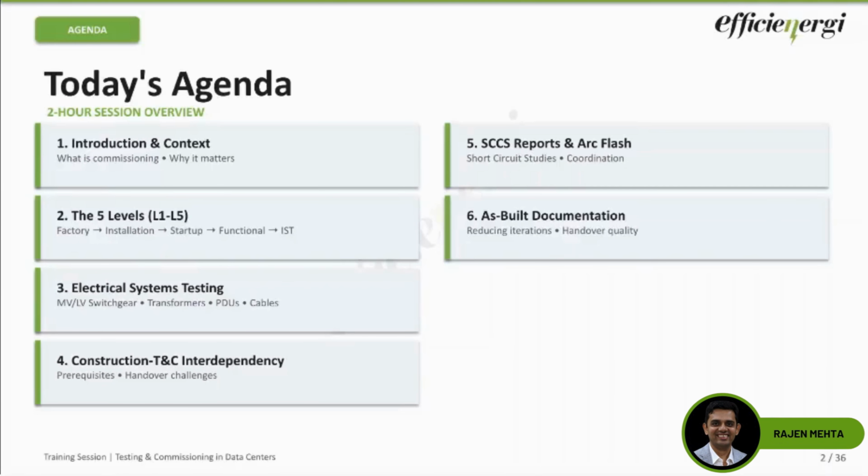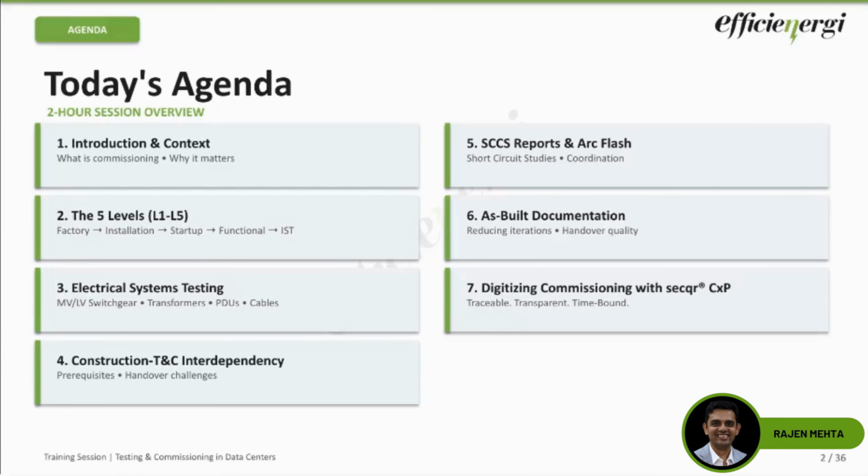Section 6 covers as-built documentation. Why is it important? What are the challenges that we face there? How can we overcome them? Section 7 is a small intro to a commissioning platform that we have built in-house, which tries to solve a lot of the problems you're going to see in the first 6 sections. And section 8 will be wrap up and Q&A.